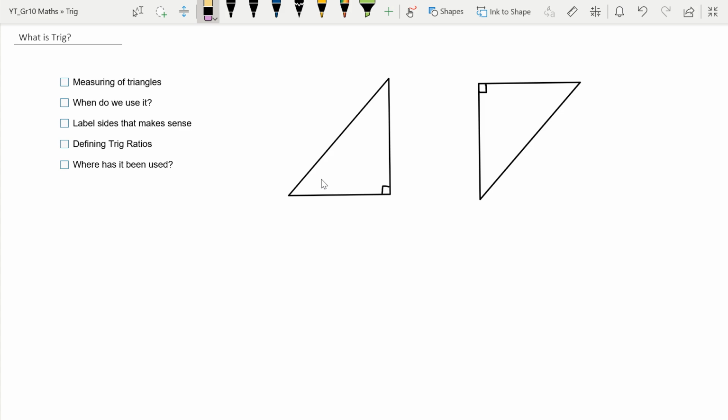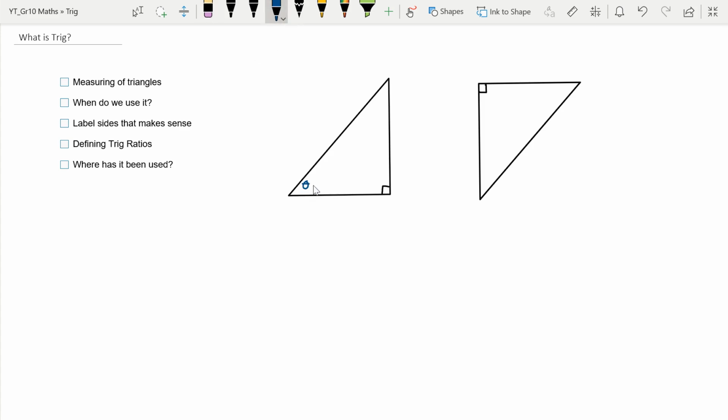Now, let's quickly make sense of how we label these triangles so that we know we're talking about the same things. Then we're going to define our trig ratios, and then we're going to have a little squiz at where it is used in the real world. So let's quickly label these triangles.